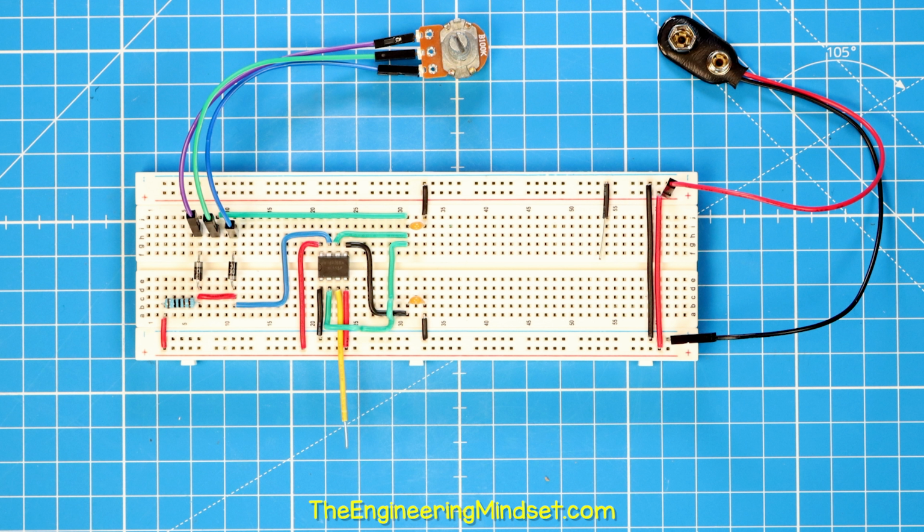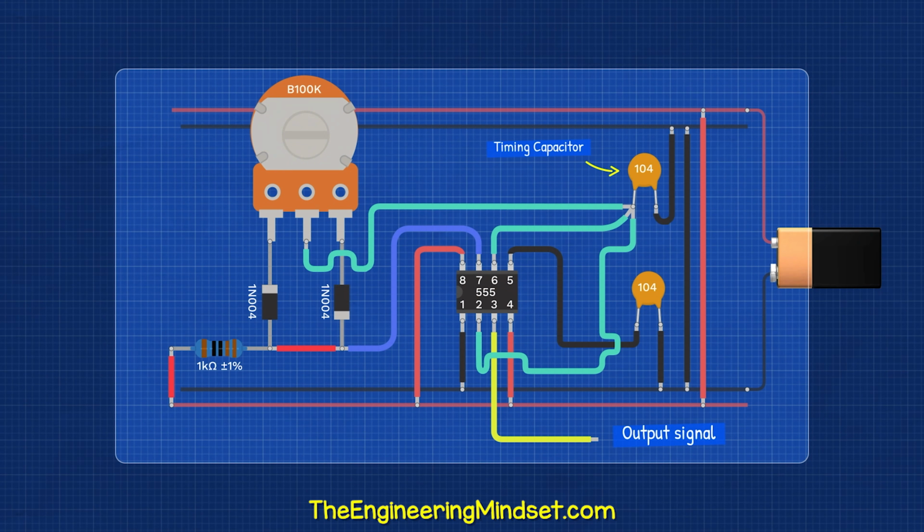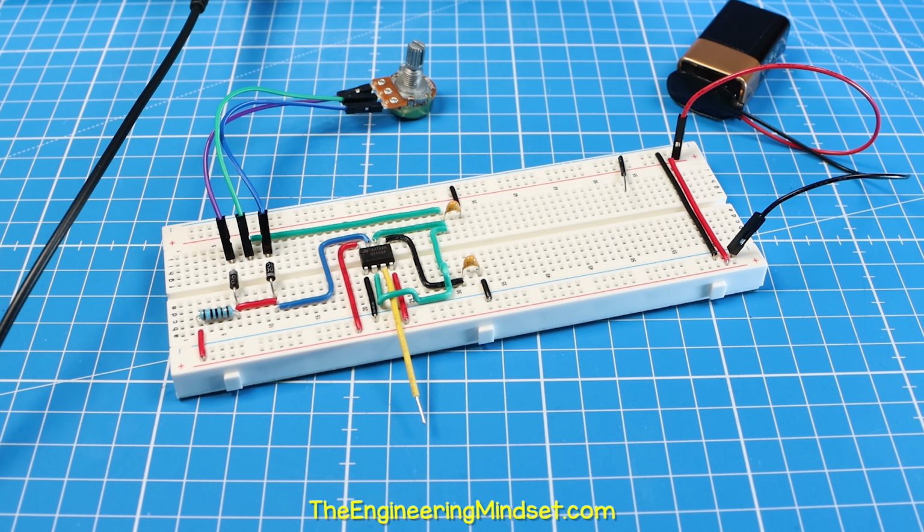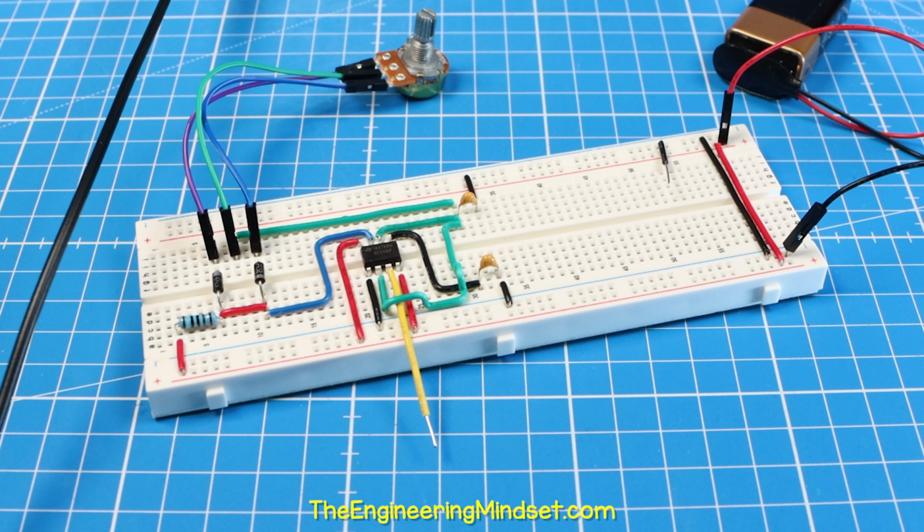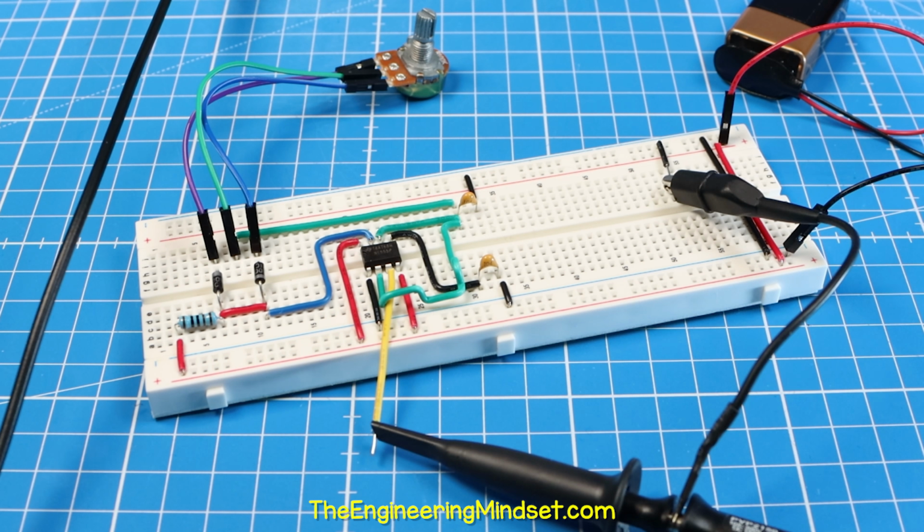I'd like you to build this circuit. Just pause the video to see the diagram. Don't worry too much about how it works for now. Your circuit should look something like this and use a 9-volt battery. Connect your ground clip to the ground rail and probe pin 3.